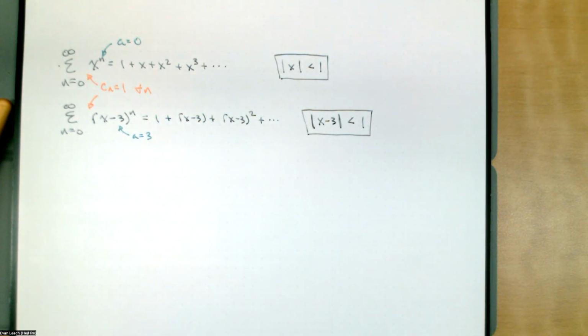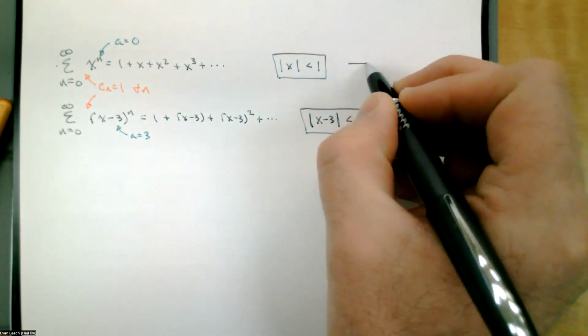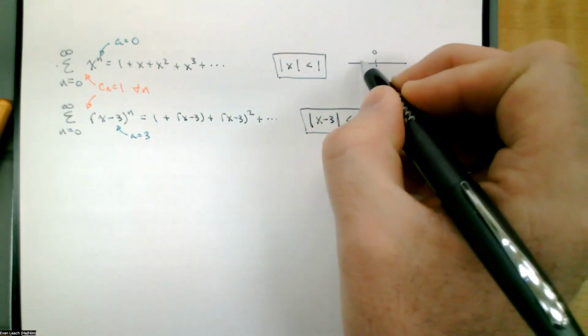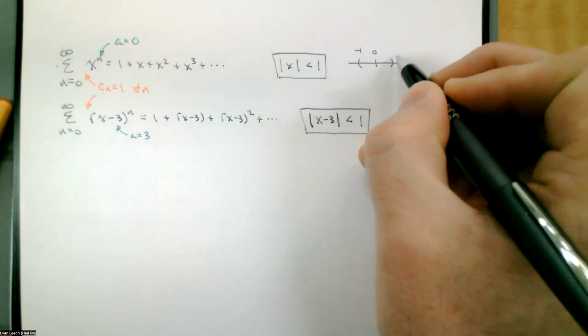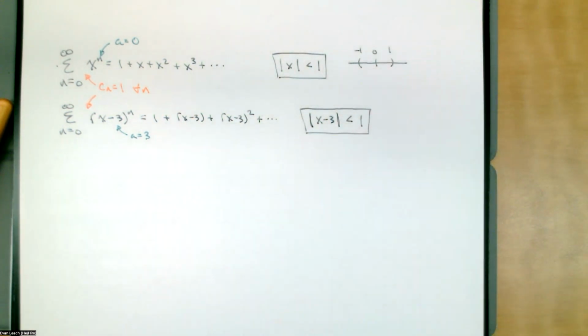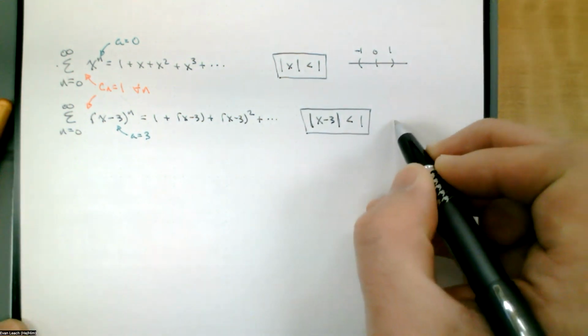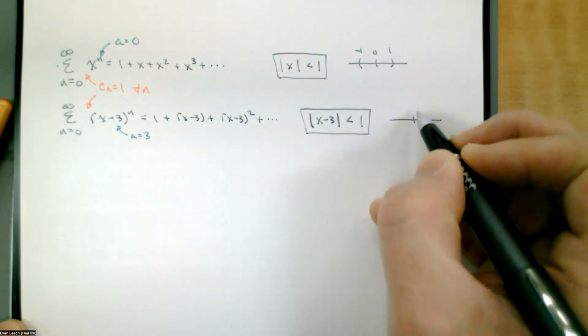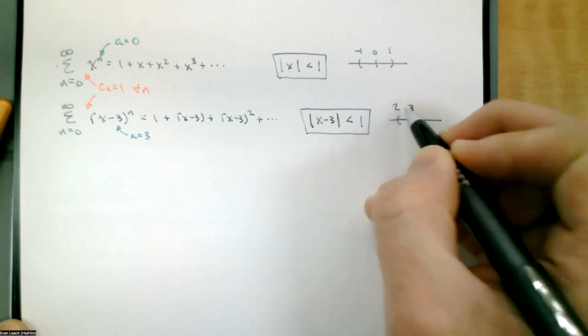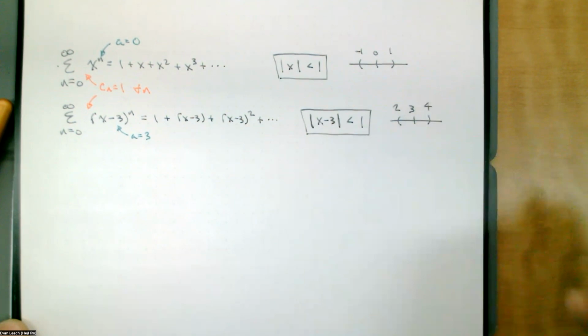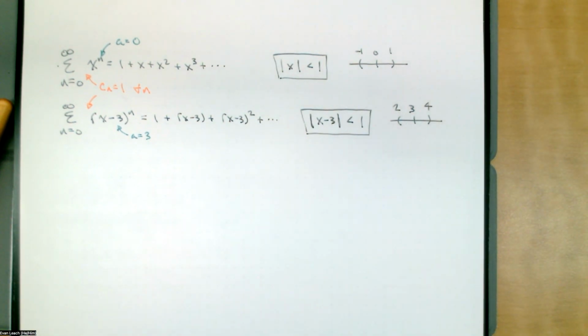In the first problem, we had everything within 1 unit of 0. Zero was at the center, -1 at the bottom, +1 at the top. When we switch to x minus 3 to the n, the coefficients didn't change, so the radius of convergence isn't going to change. All that changes is where the center is. So in the middle, we're going to have 3. Down below, we'll have 2, and above, we'll have 4. Endpoints are not included.